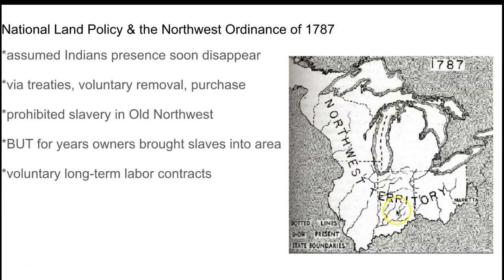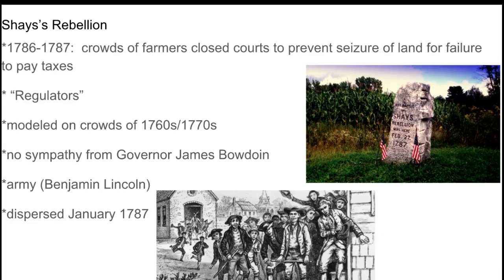So you have all of this Northwest Territory. You see the UP, the Upper Peninsula of Michigan, all of this area, Ohio, Indiana, Illinois. But between treaties, voluntary removal, and purchase, Native Americans disappeared. Slavery was prohibited in this part of the country. However, slave owners brought enslaved people into the area anyway, and they lied and said that these enslaved people were working under long-term labor contracts and that they had voluntarily signed those, and that was obviously a lie. But that's how they got away with bringing enslaved people into this area.